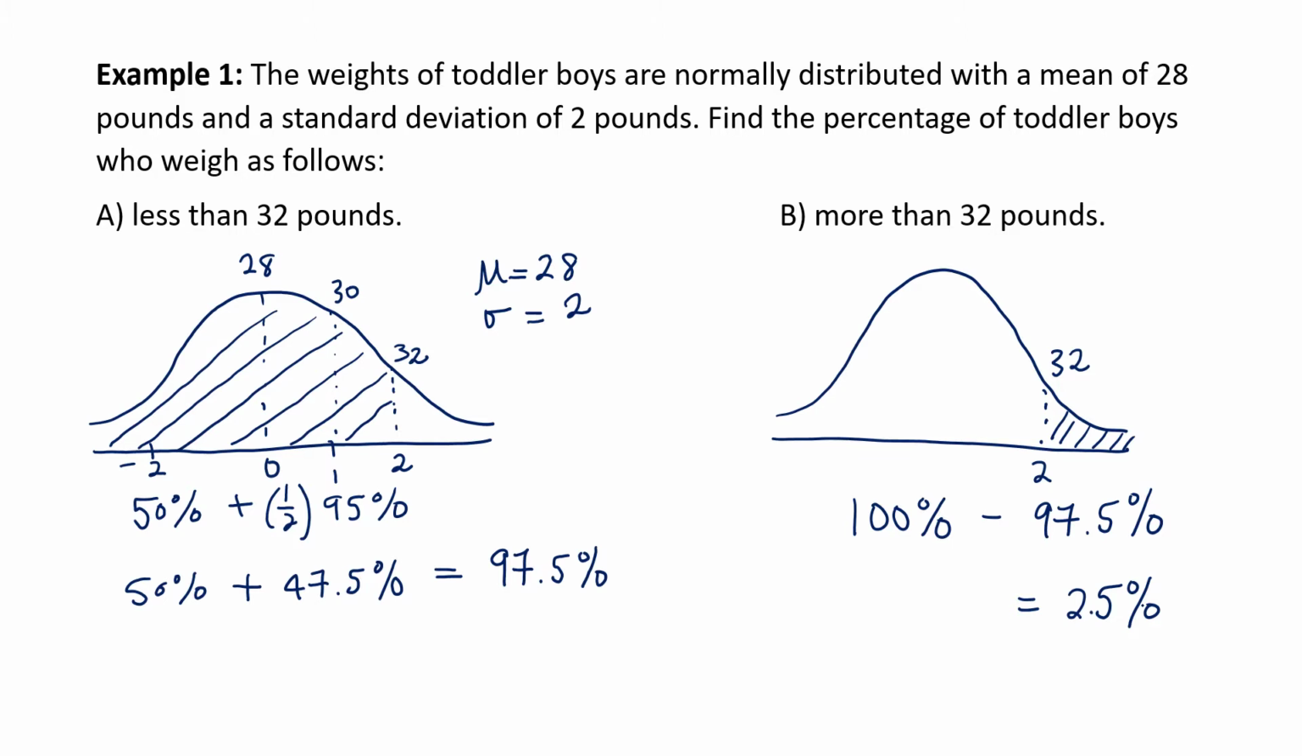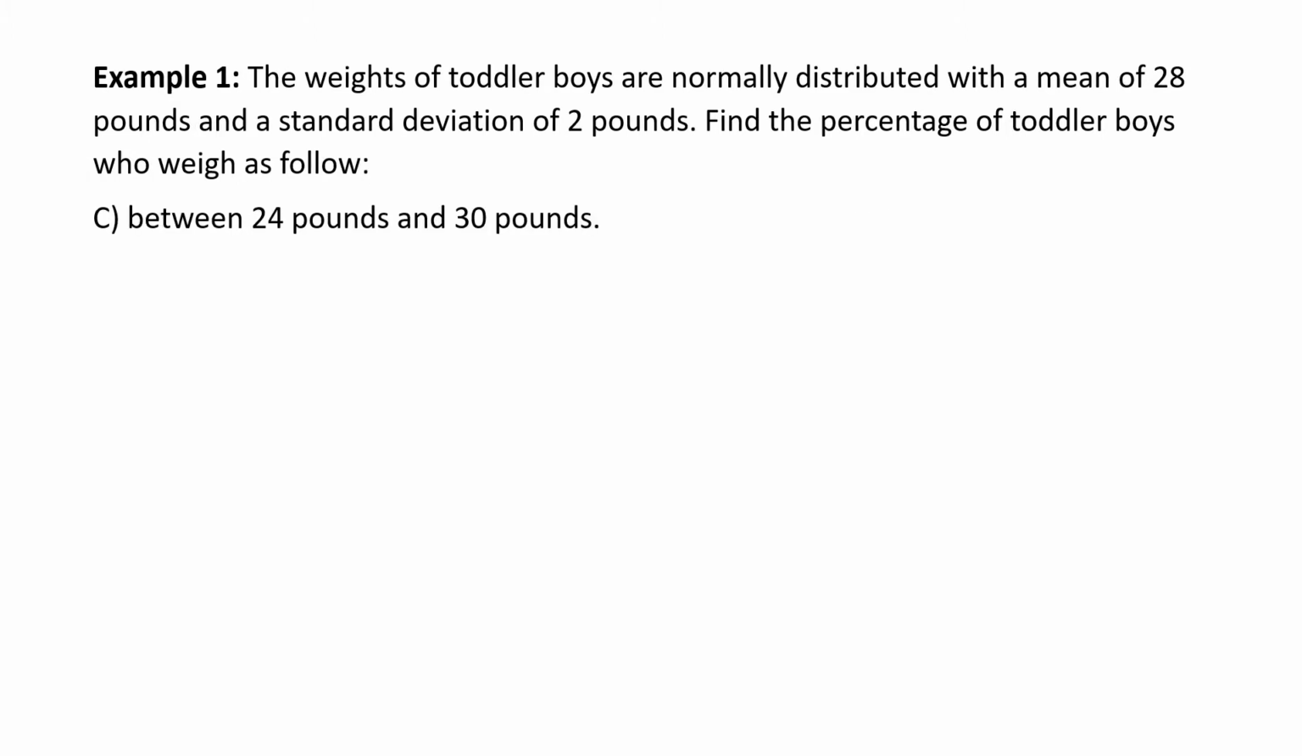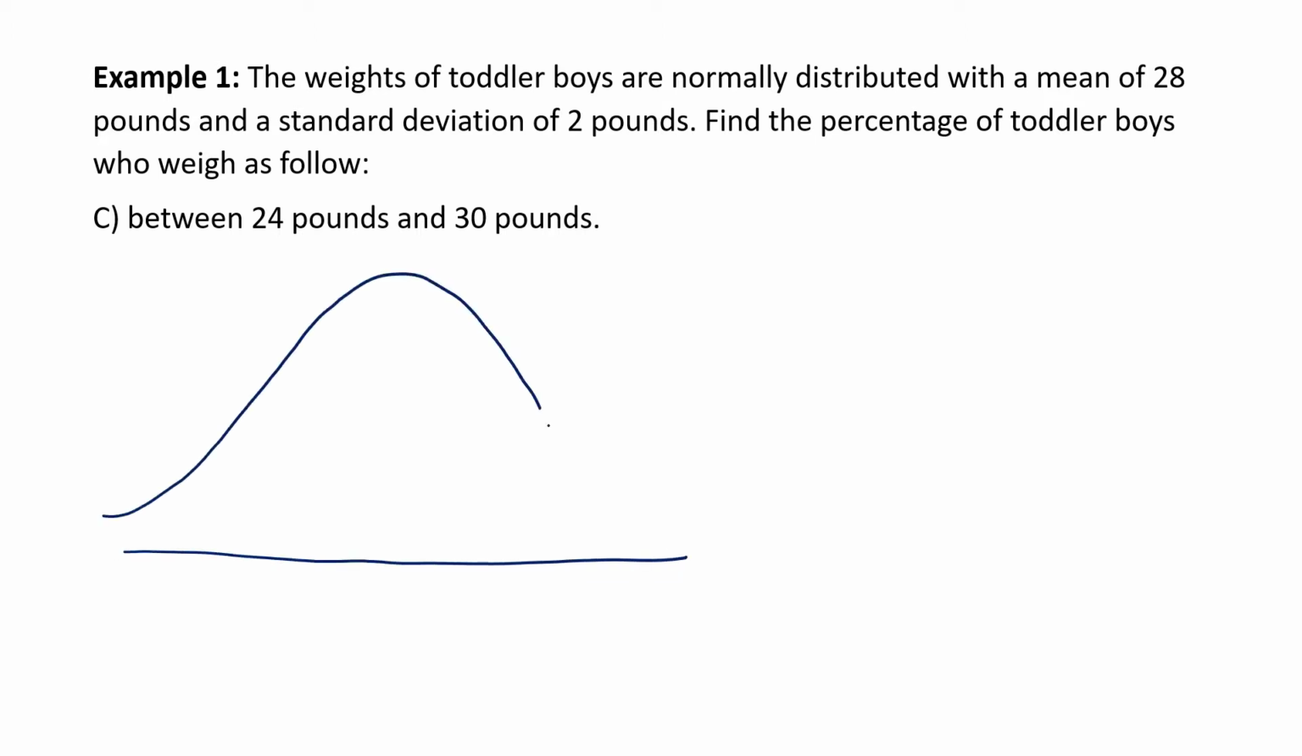2.5%. Continuing, let's find the percentage of toddler boys who weigh between 24 pounds and 30 pounds. Again, we'll pursue by drawing a bell curve, and I'll mark the 0 as the standard score mean. We know that the weight that corresponds to that is 28. Now let's find the corresponding z-scores for 24 pounds and for 30 pounds.